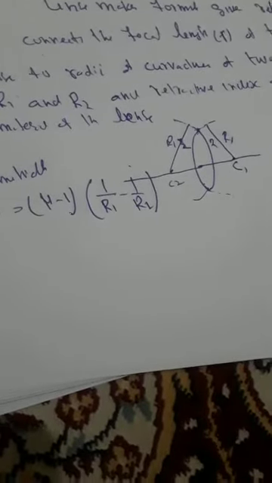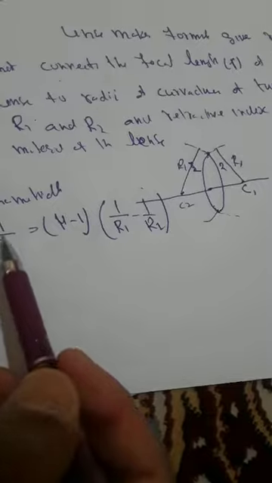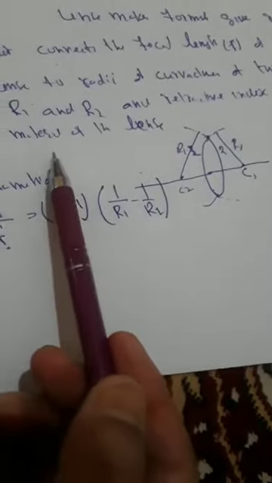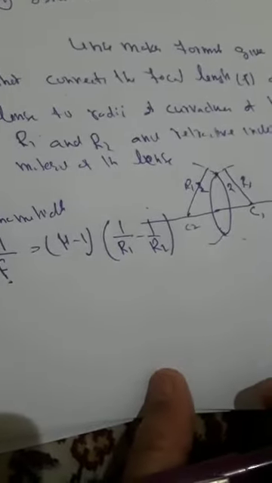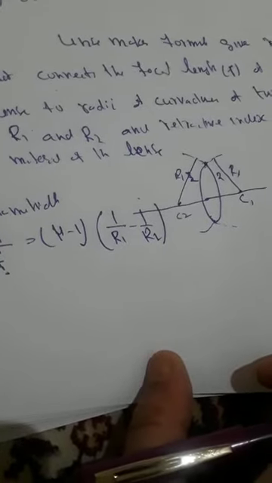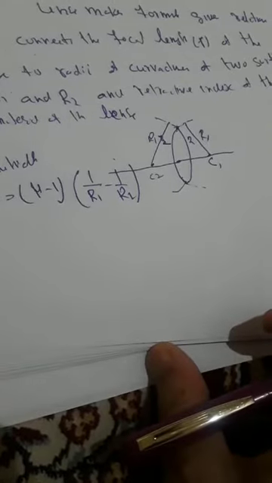That means the lens maker formula gives a relation that connects the focal length, the radii of curvature R1 and R2 of the two surfaces, and the refractive index of the material of the lens. This is the mathematical form of the lens maker formula. But before going ahead with the derivation of the lens maker formula, we are making some assumptions. Assumptions are a must. What are the assumptions?